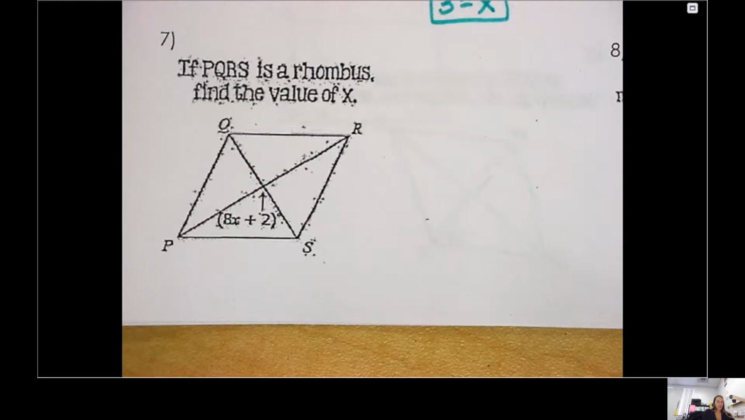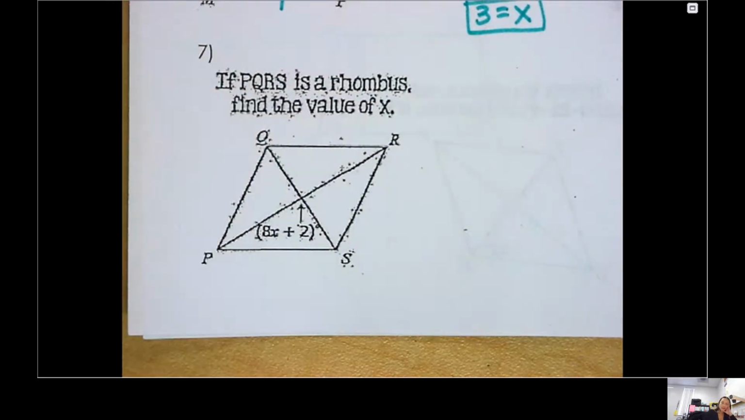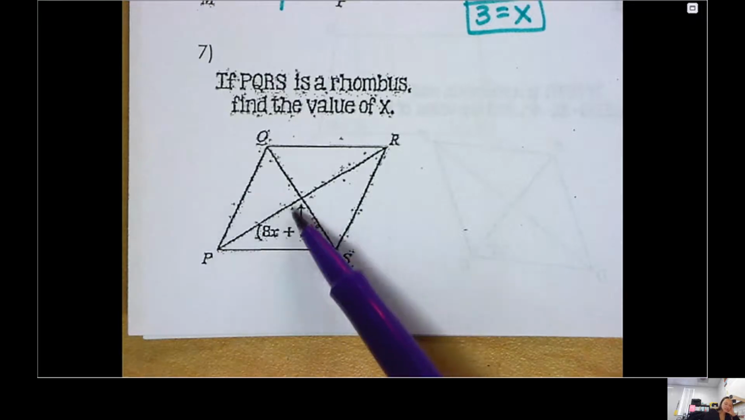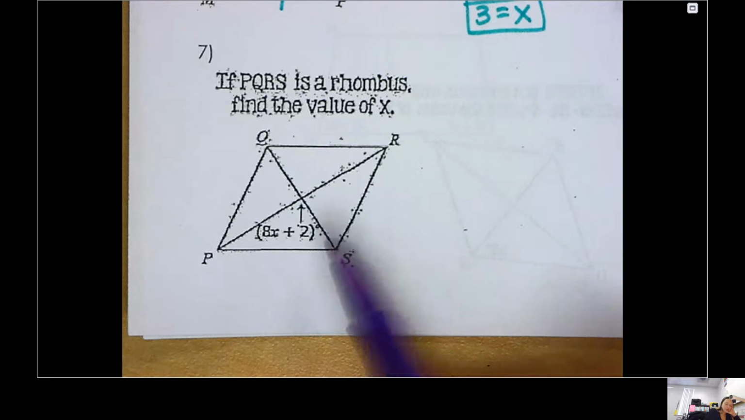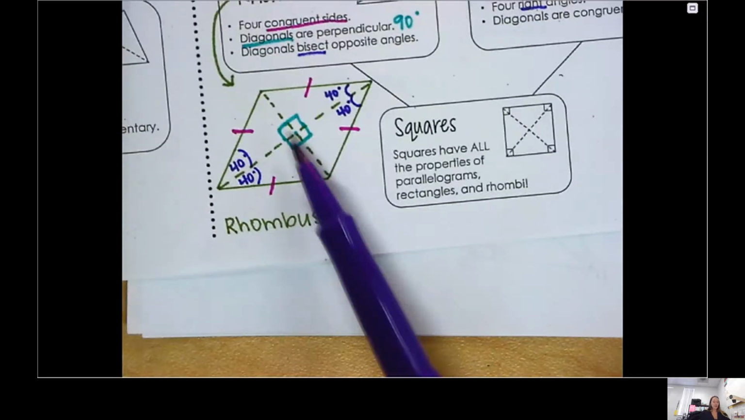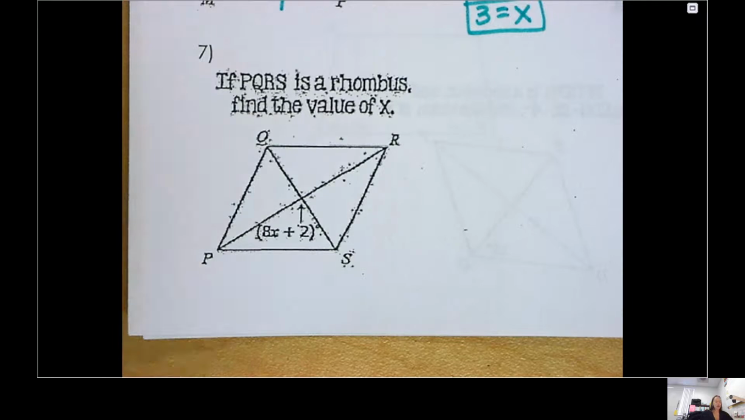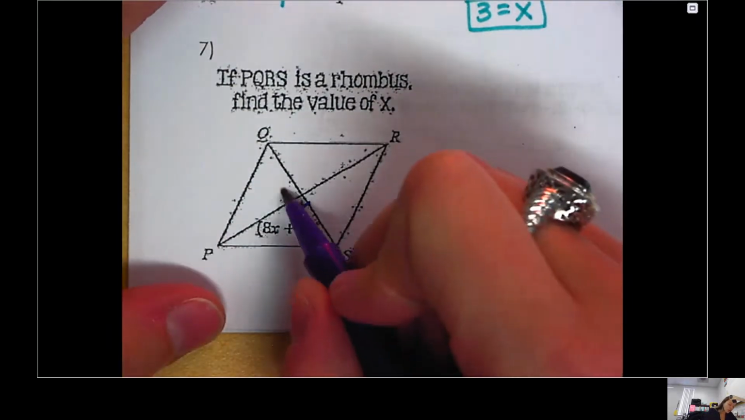Number 7. If PQRS is a rhombus, find the value of x. This time I'm pointing to the interior of the rhombus, at an angle, so there's a little degree symbol there. I know that on the interior of a rhombus, each one of those angles is equal to 90 degrees because of the perpendicular bisector. So right here this is 90 degrees, all of them are 90 degrees.